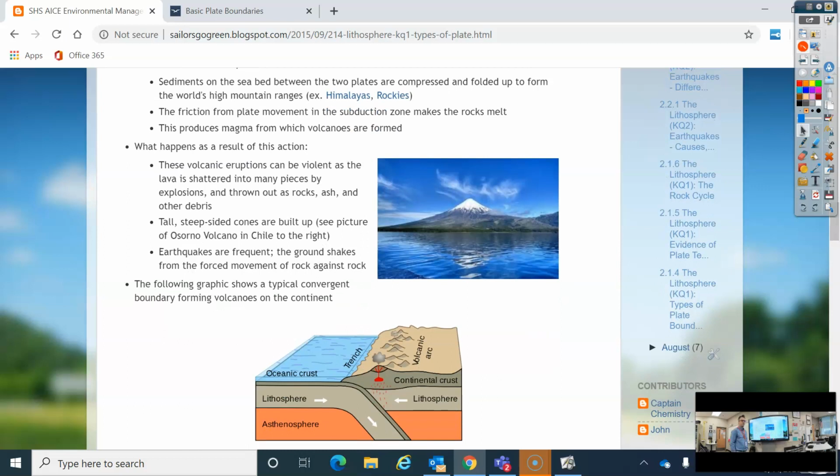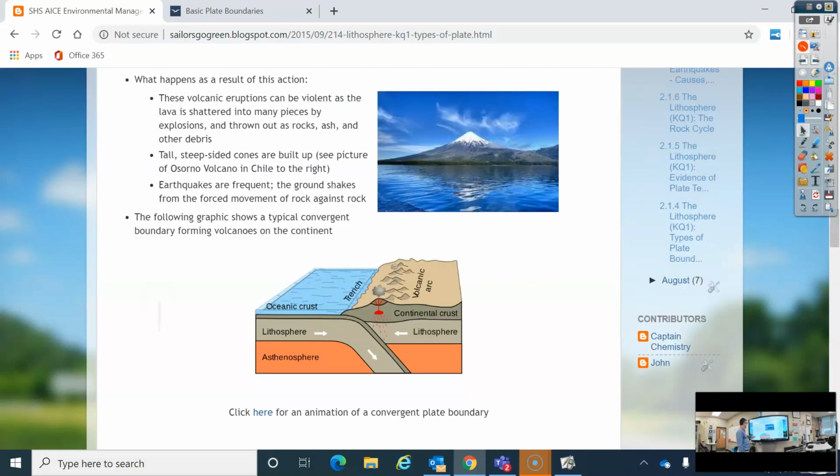The volcanic eruptions here are super violent a lot of times because of the relatively quick formation of the mountains of volcanoes and magma. The lava is shattered into many pieces by explosions and thrown as rocks, ash, and other debris. Tall, steep-sided cones are built up. So you can see the Osorno volcano in Chile over here, and you can see the steep sides. And earthquakes are frequent. The ground shakes from the force movement of rock against rock.